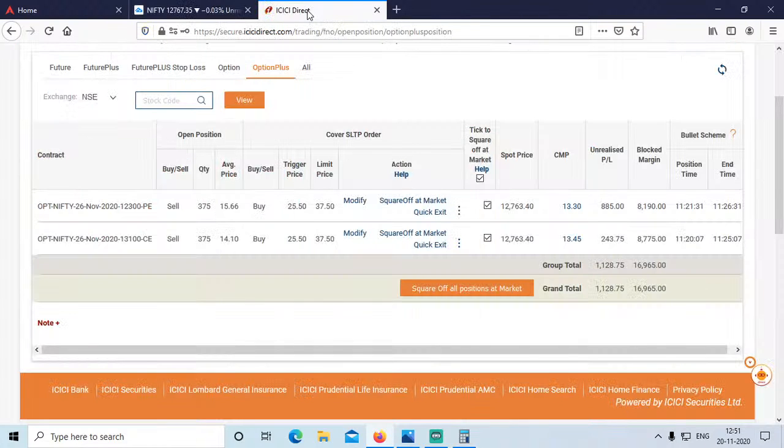Meanwhile, let us check the live update. Just 1128 is the profit. Let's refresh it. 1200. Market is 12767. Time is 12:51. Yeah, even at 1 o'clock, 1:30 and all, we are getting a good profit of 6%, so it is safe only.